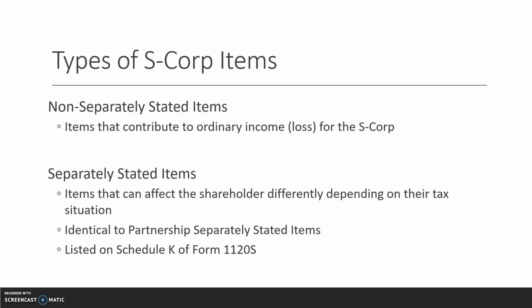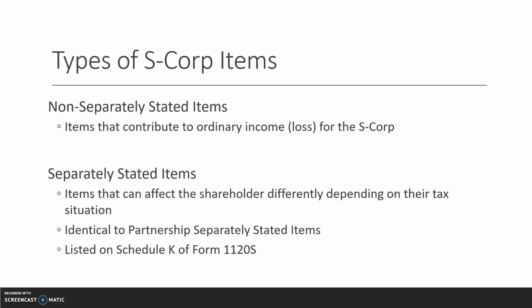All right, so jumping into the types of S Corp items, there's going to be two non-separately stated items. These are going to be items that contribute to ordinary income or loss for the S Corp. So anything relating to more or less the operation of the company. And then you have separately stated items. This is going to be a little more of an in-depth list here. Those are items that can affect shareholders differently depending on their tax situation, what tax bracket they're in, so on and so forth, if they're married, if they're single. It's going to be identical to the separately stated items for a partnership, and these will be listed on Schedule K, Form 1120S. Now I'm going to run through the list of what these are.